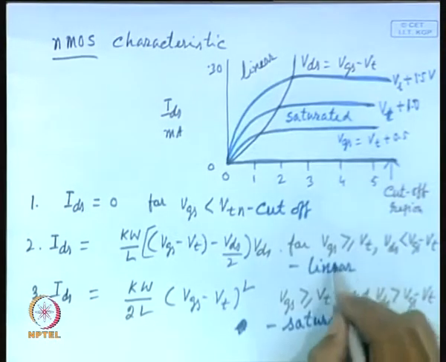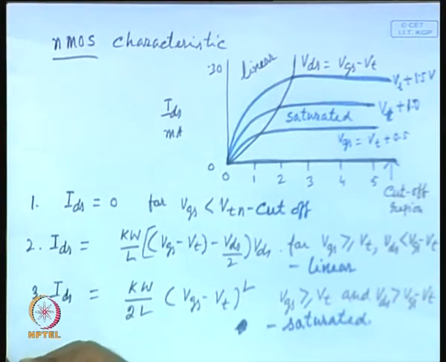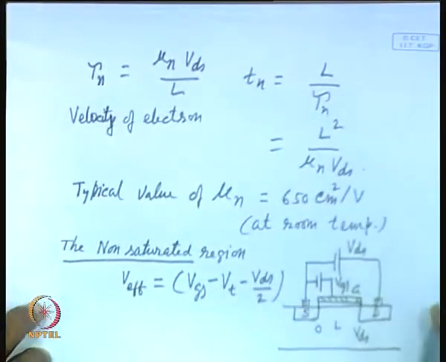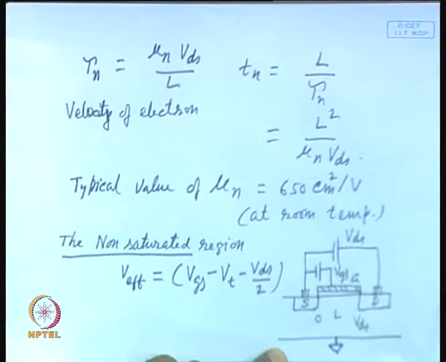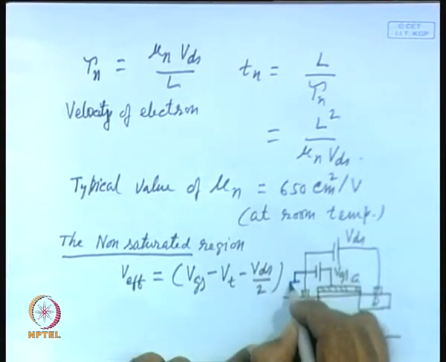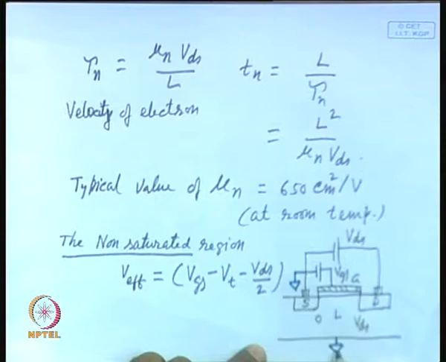So, we have derived the expression for drain current for two regions, linear and saturated regions, and we have defined the regions based on the drain voltage and gate voltage. Here we have not taken into account the body voltage with respect to the source. We have assumed that the body is connected to the source. That means, if we consider this simple diagram, this body is connected to ground, source is connected to ground and body is also connected to ground.